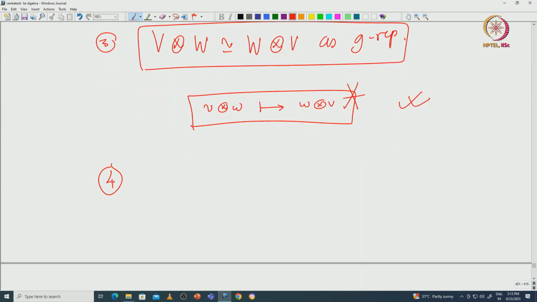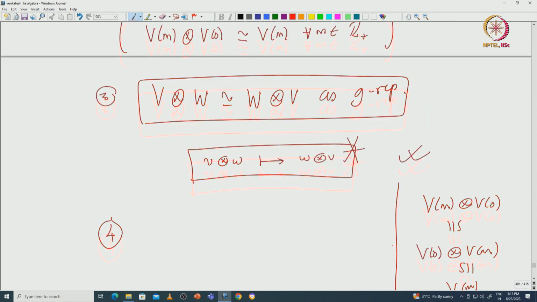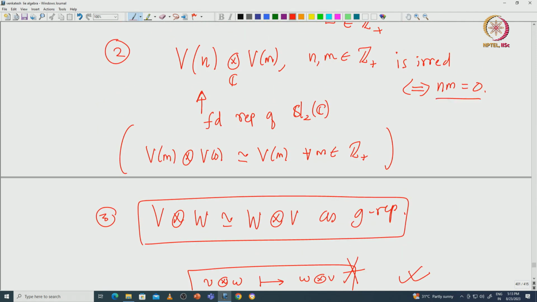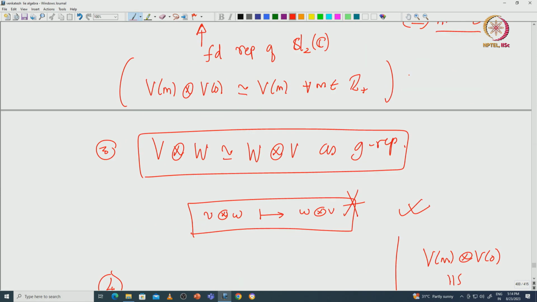So now using this you can see that V(m) tensor V(0) is isomorphic to V(0) tensor V(m), which is isomorphic to V(m). So that is why whenever n or m is 0 you get this is irreducible. In all other cases, when both of them are non-trivial, we will never get it to be irreducible.